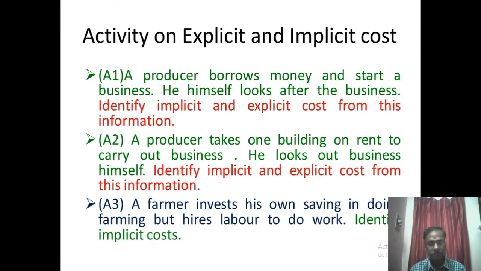Next, you see, a farmer invests his own saving, his past saving. He invests as his capital. He is not borrowing from anyone. So we have to estimate the interest for his own capital. That is implicit cost. And in doing farming, he also hires labor. When he hires laborers, he has to pay wages. That is explicit cost.